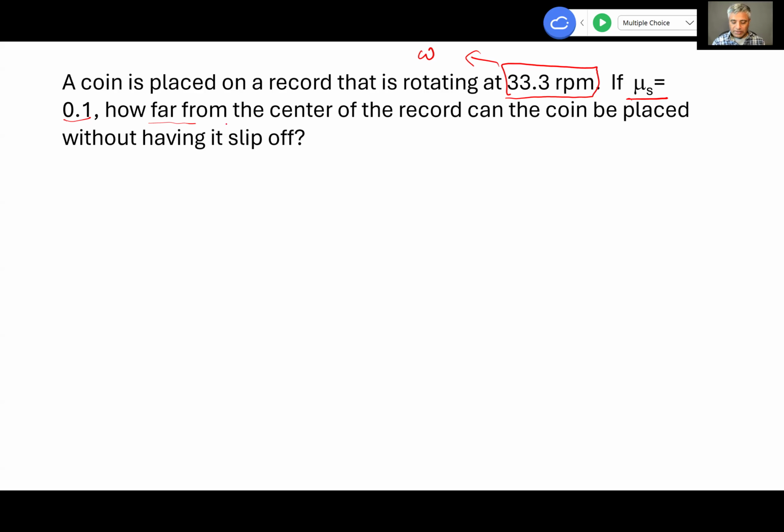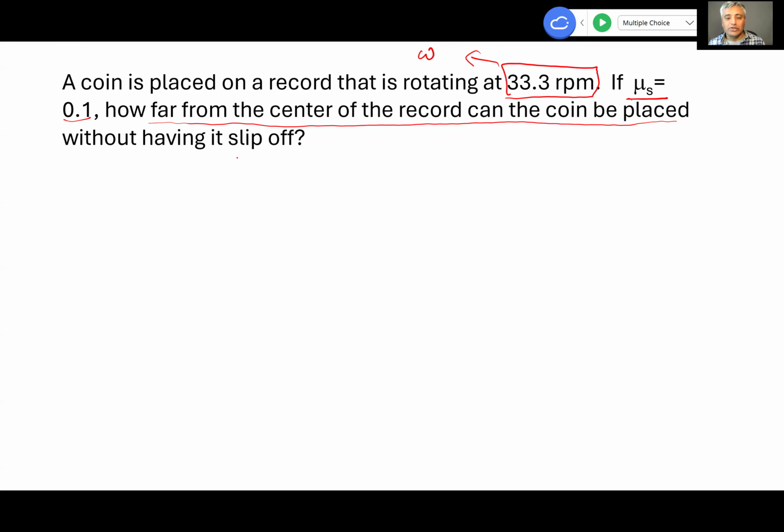And now the question is, how far from the center of the record can the coin be placed without having it slip off? So in that video, you saw a coin start slipping once the speed goes higher than a certain value. And it also depends on how far it is from the center. That video does not demonstrate that.